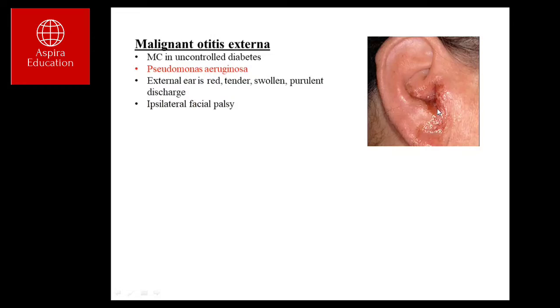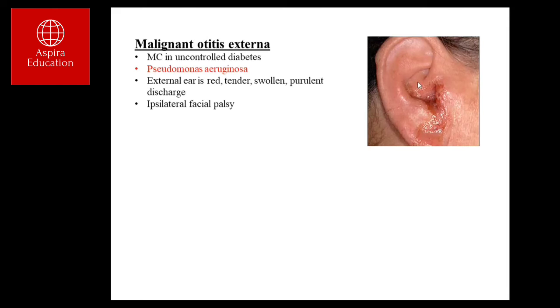Now, this is a very virulent organism, so it can invade deeper and enter into the middle ear. In the middle ear, we have an important cranial nerve, the facial nerve, which runs through the medial wall and the posterior wall of the middle ear. So that can get involved during the extension of this infection. The patient can have facial palsy. This infection can even extend up to the base of the skull, so they can have osteomyelitis of the skull base as well.